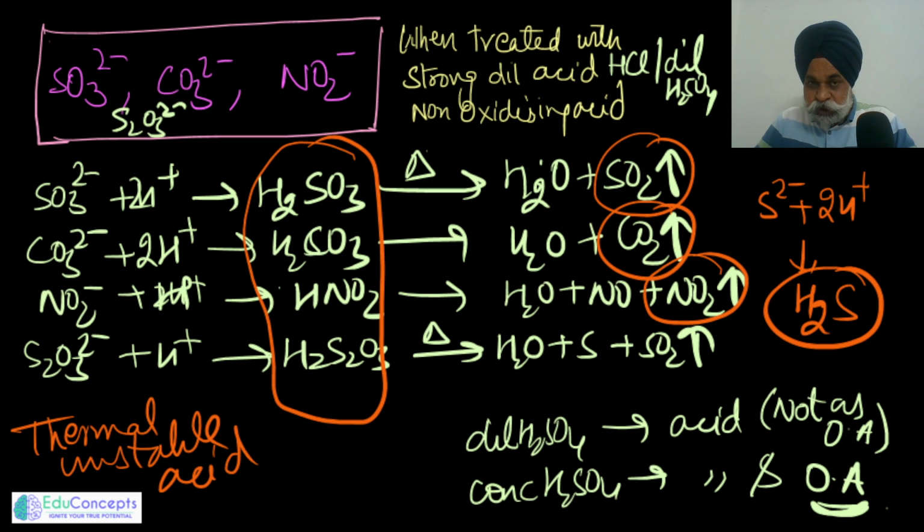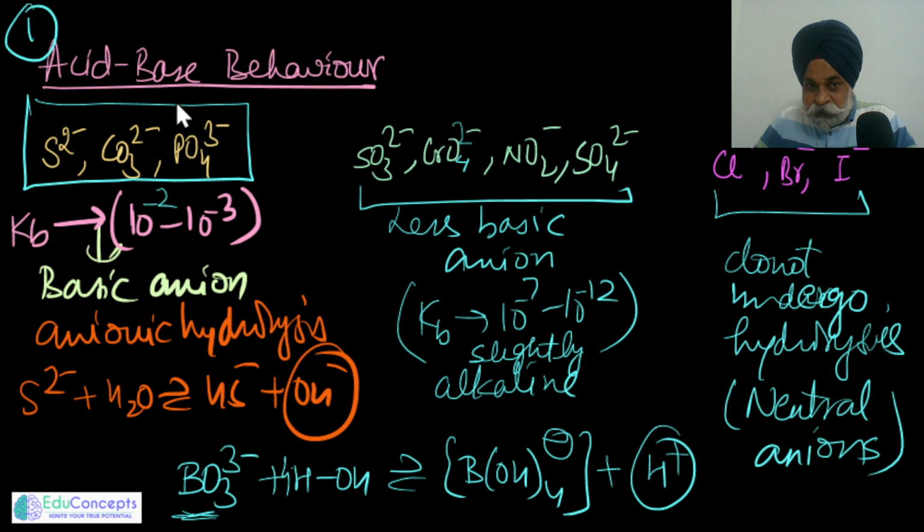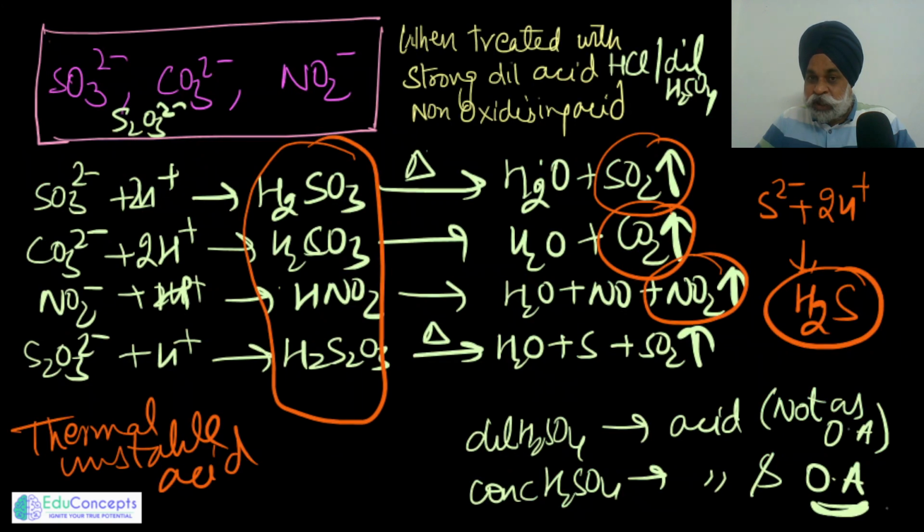You should also know that one viewpoint is that anions tend to make the solution alkaline, neutral or basic, in terms of their acid-base behavior. Second is whether they produce any sort of gas when treated with a mineral acid, but that acid should be non-oxidizing.